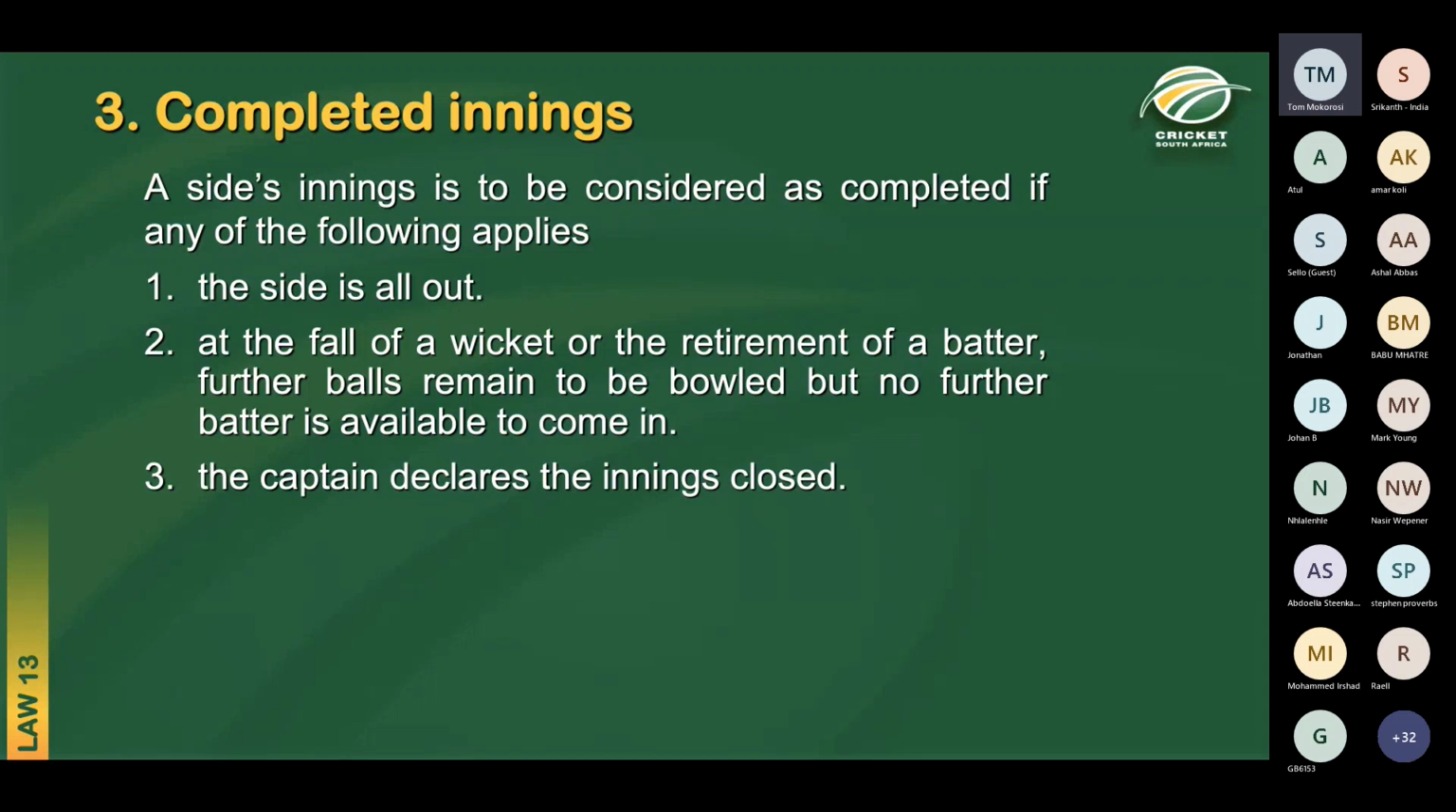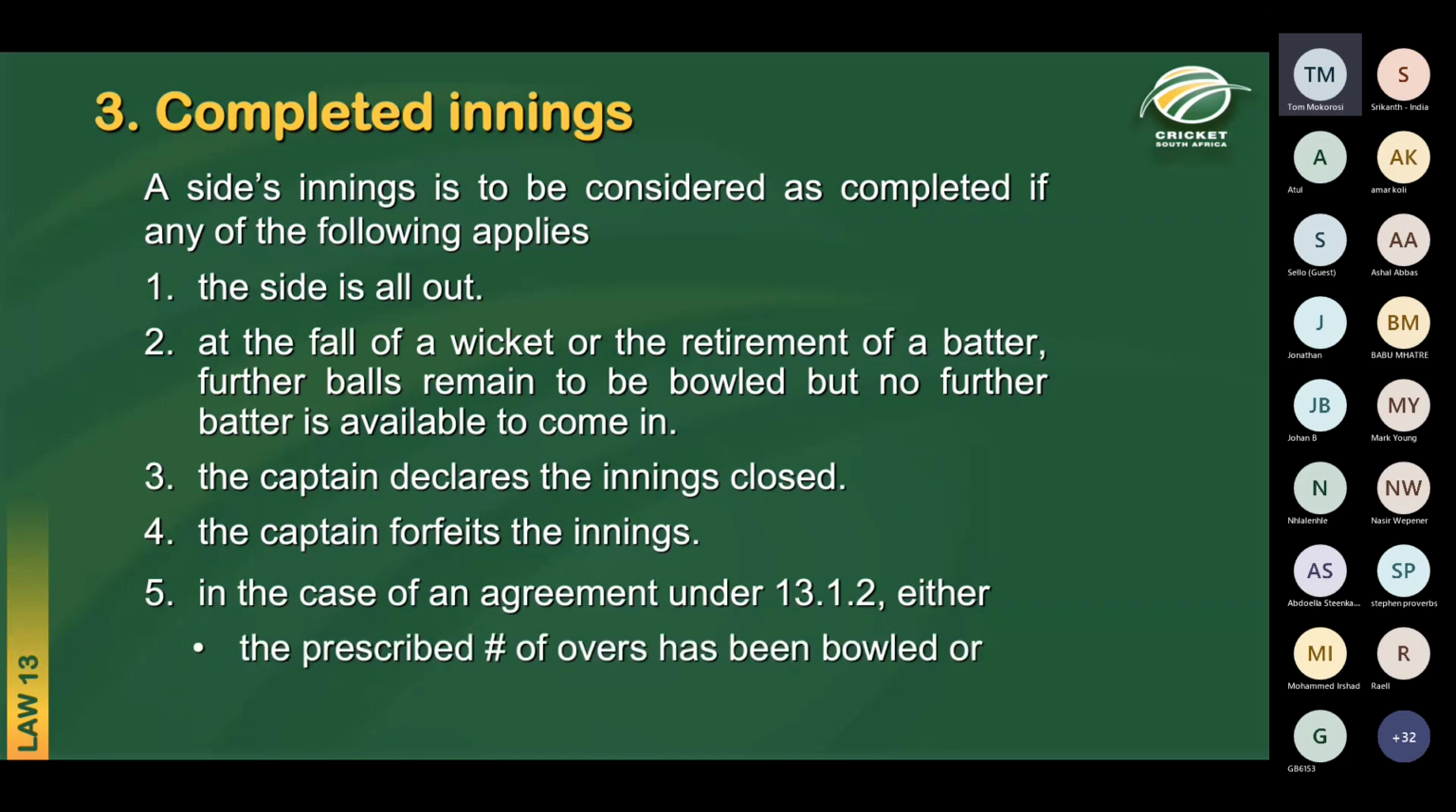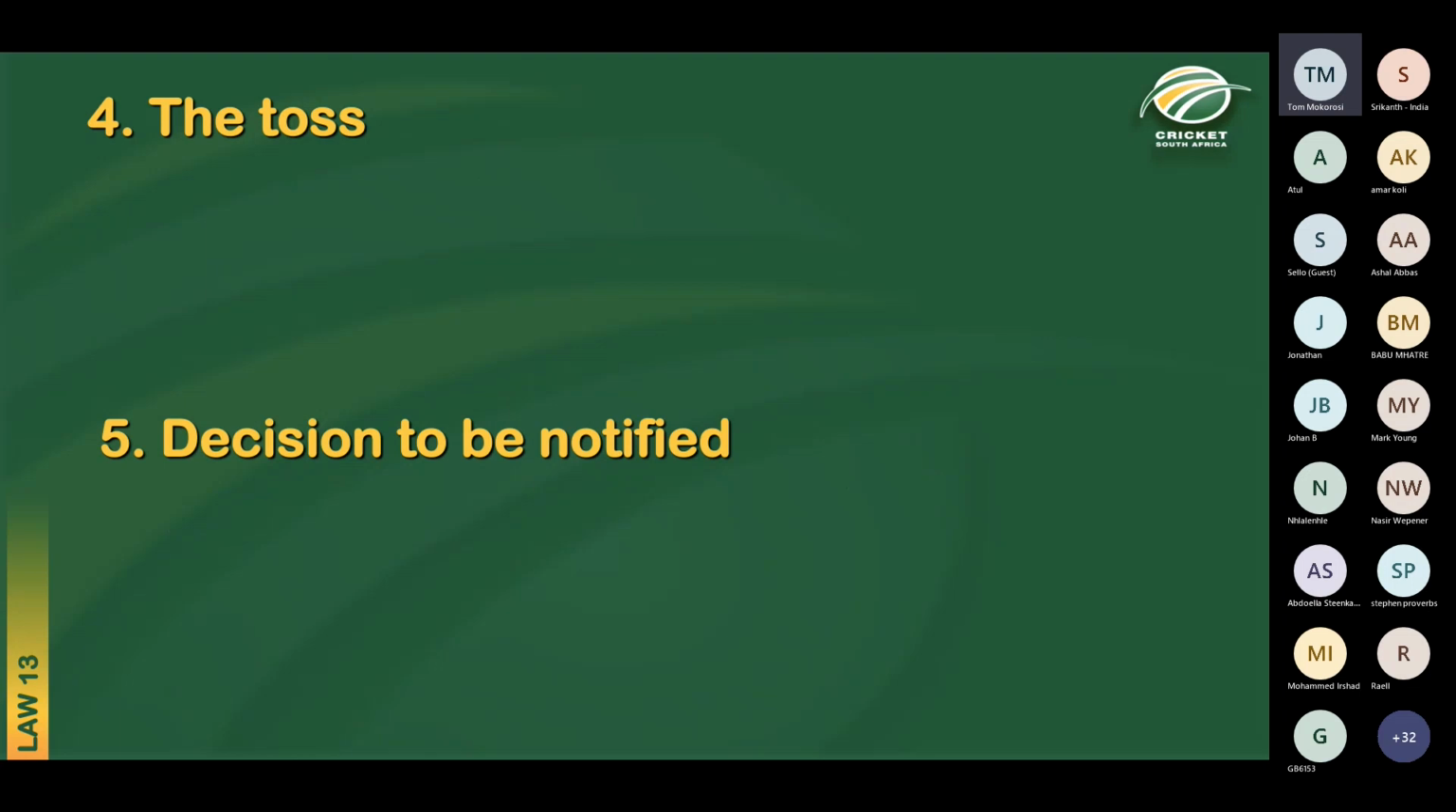When a captain declares the innings closed, then the innings is also completed. If a captain forfeits an innings, that innings is considered to be completed. And if the prescribed number of overs have been bowled, for example, 50 overs have been bowled in a one-day international, or the prescribed time has expired, if you're playing time cricket, then the innings shall be considered as complete. Pretty straightforward.